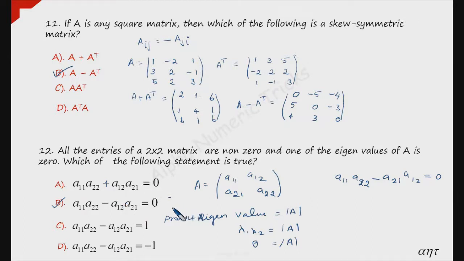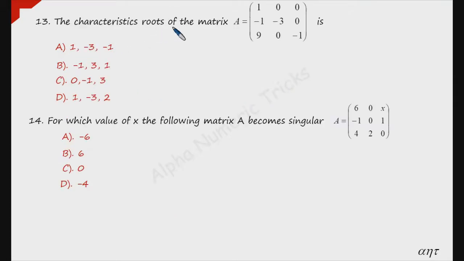Next question. The characteristic roots of a matrix A equal to 1, 0, 0, minus 1, minus 3, 0, 9, 0, minus 1 is. Now we have to find out the characteristic roots of this matrix. What are characteristic roots? Characteristic roots is otherwise known as eigenvalues. So this matrix is a lower triangular matrix, so the diagonal elements are the eigenvalues. So 1, minus 3, minus 1 is the correct answer for this.